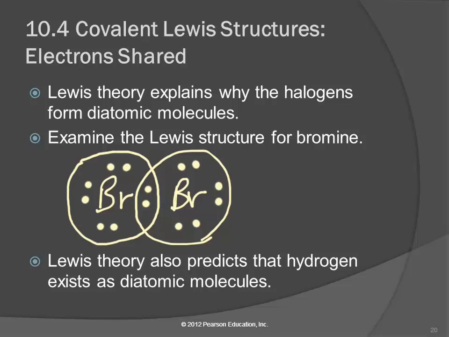When two bromine atoms get together, they become much more stable than they were by themselves. Bromine atoms are very reactive, but bromine molecules are not as much. Is that why it's diatomic? That's why it's diatomic. And so bromine, iodine, chlorine, fluorine, they all have 7 valence electrons. They all do exactly the same thing.